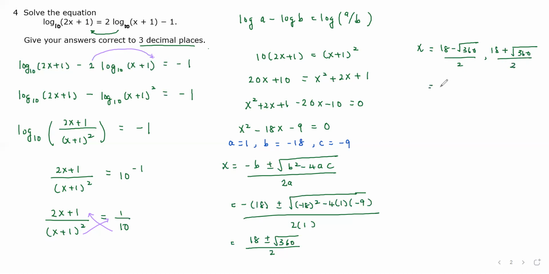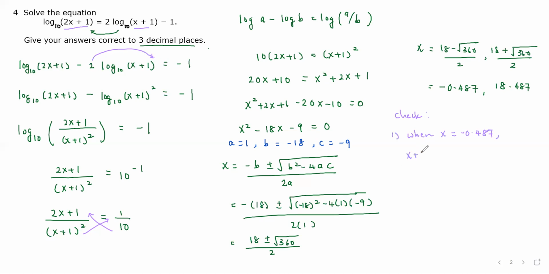The first part gives us an answer of negative 0.487. The second, we have 18.487 to 3 decimal places. When solving a log equation, you have to be very careful here. You need to make sure that the answers are valid. Log is only defined when the arguments are positive. So for each of these x values, you need to check that the arguments are positive so that the answers are correct.